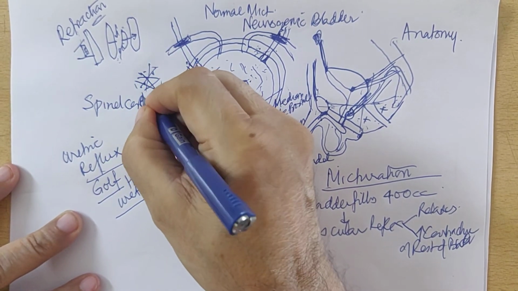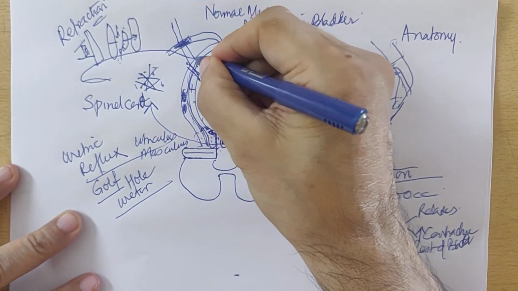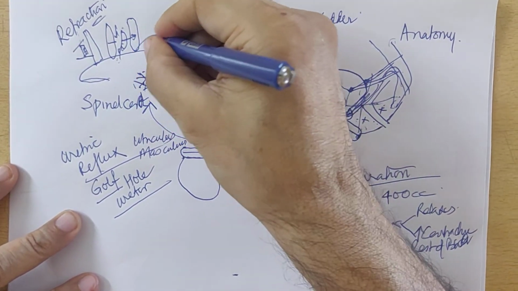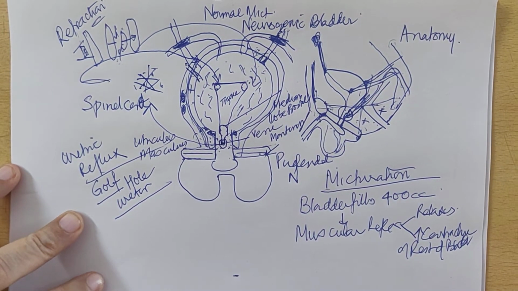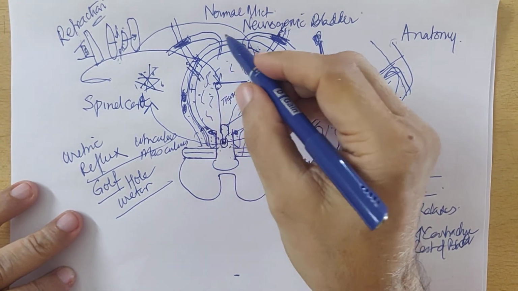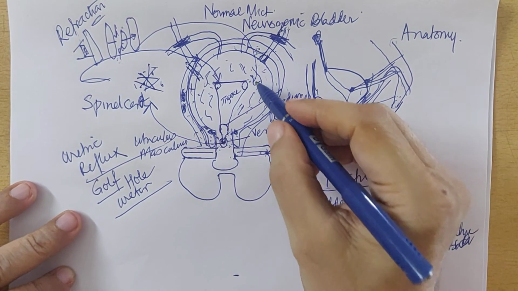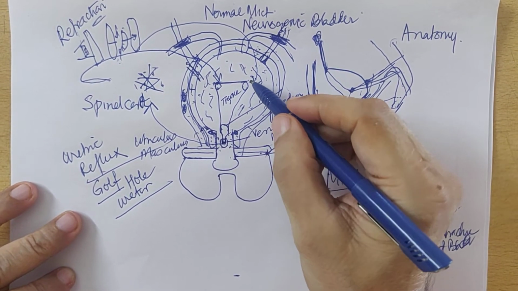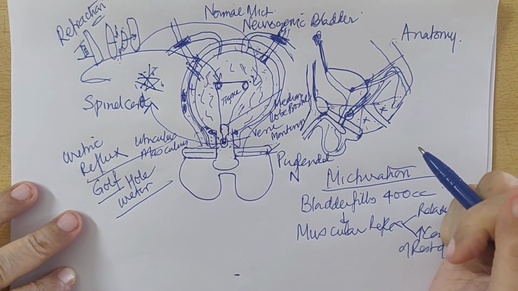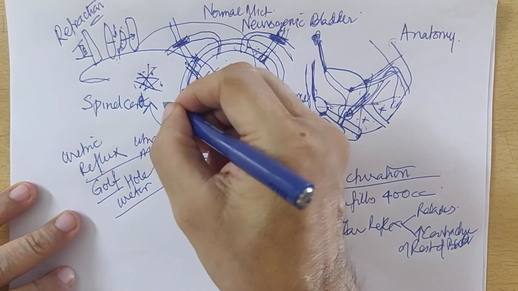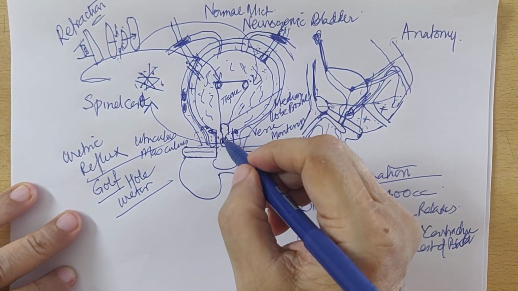From the spinal cord, there is a shower of impulses on both ureteric orifices, and therefore this localized uncoordinated contraction of the urinary bladder becomes coordinated from the two ureteric orifices, and it becomes much more powerful. Now this is the spinal reflex getting active.